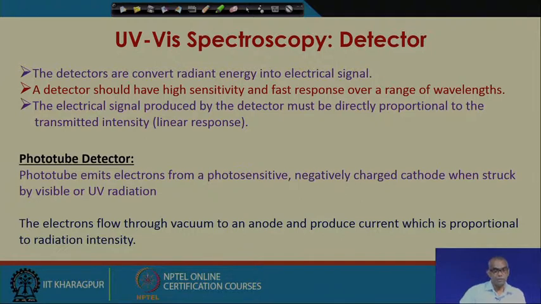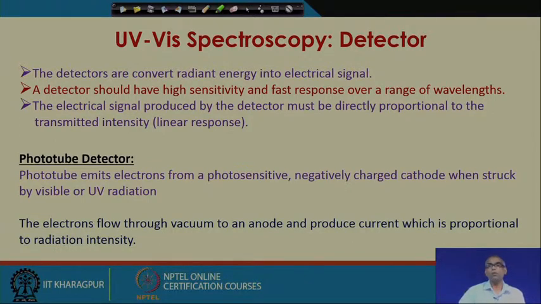Phototube detector emits electrons from a photosensitive negatively charged cathode when struck by visible or UV radiation. The electrons flow through vacuum to an anode and produce current which is proportional to radiation intensity.